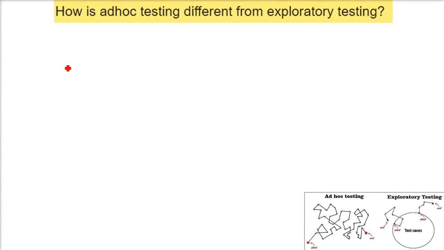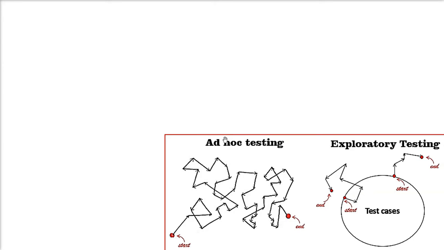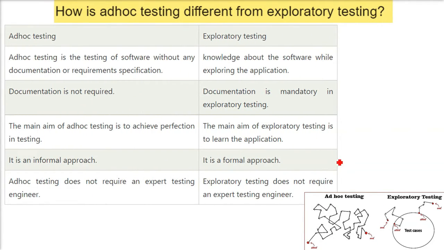How is ad hoc testing different from exploratory testing? See, exploratory testing is learning testing. In ad hoc testing, you test in order to break the system or software after all the testing is done. Exploratory testing starts from scratch and tries to learn the software by testing. Ad hoc testing is the testing of software without any documentation or requirement specification.